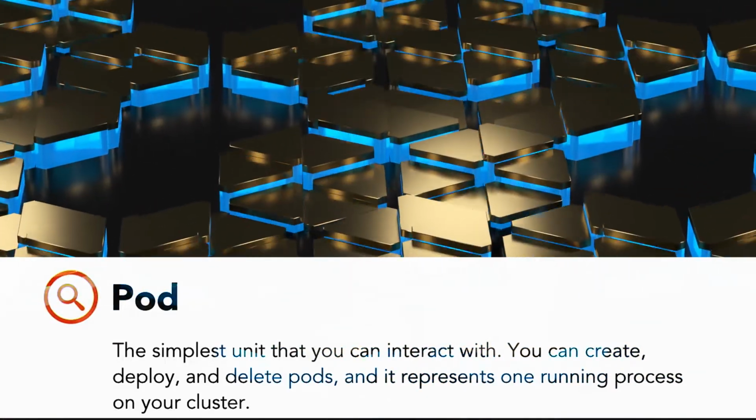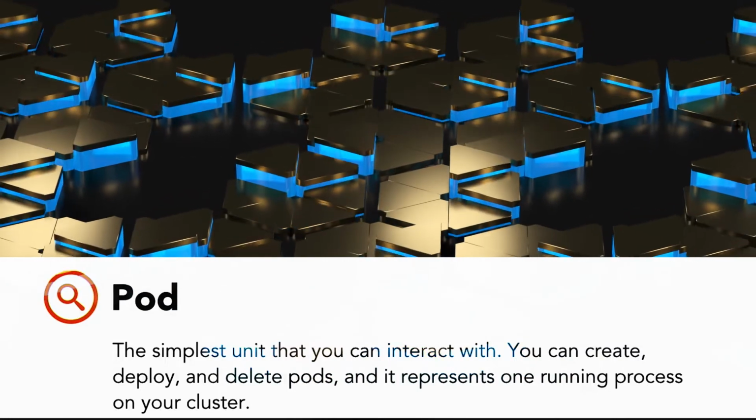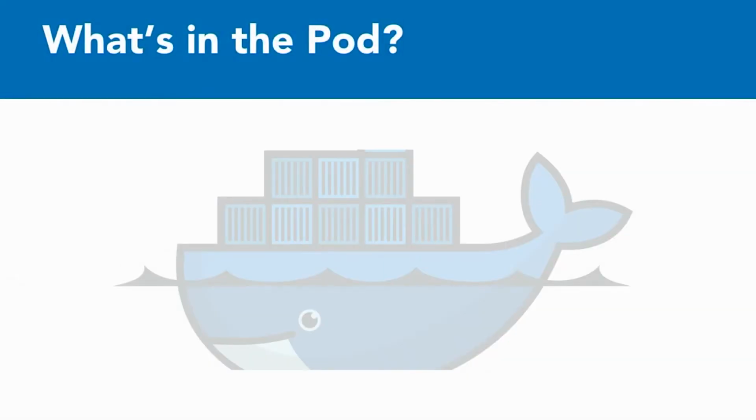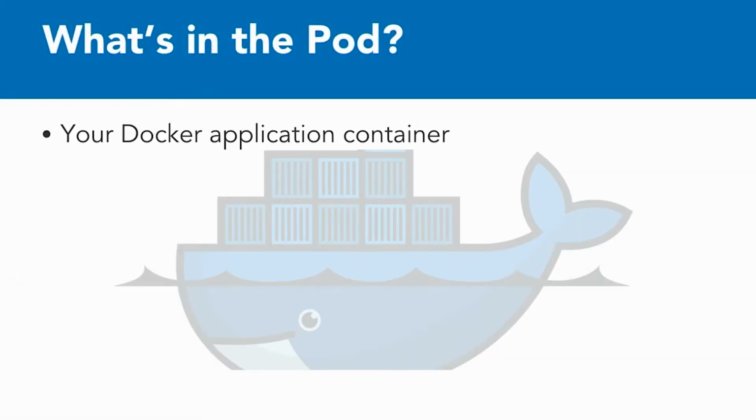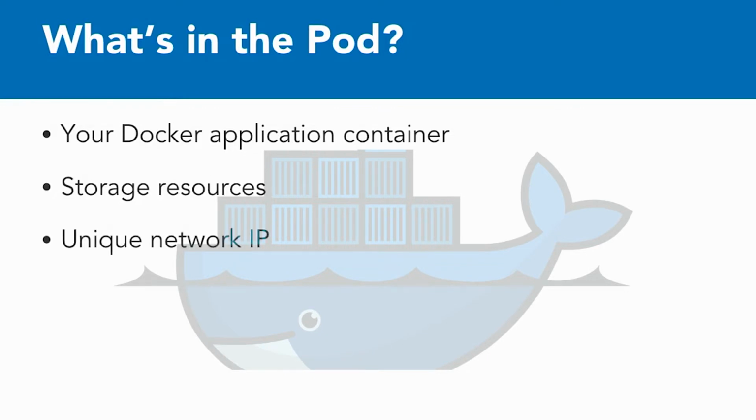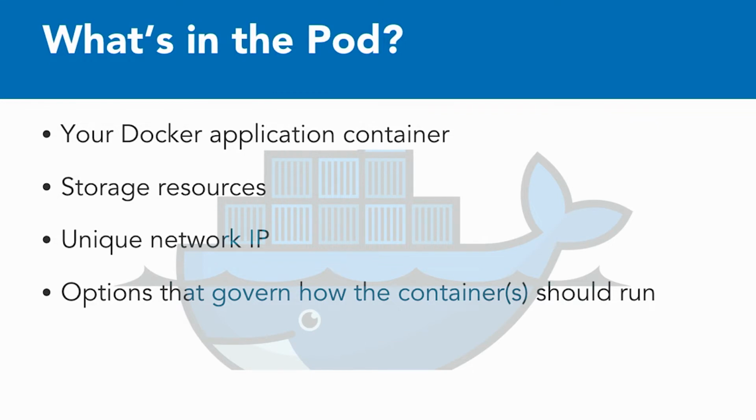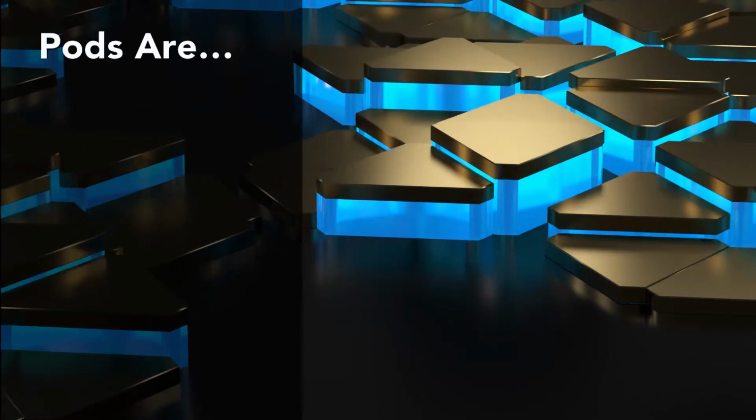In the Kubernetes model, a pod is the simplest unit that you can interact with. You can create, deploy, and delete pods, and it represents one running process in your cluster. A pod contains the following things: your Docker application container, storage resources, a unique network IP, and options that govern how the container should run. In some scenarios, you can have multiple Docker containers running in a pod, but a pod represents one single unit of deployment, a single instance of an application in Kubernetes that's tightly coupled and shares resources.